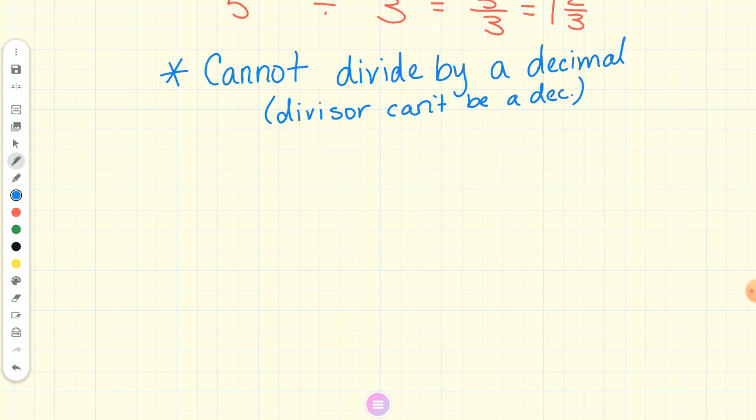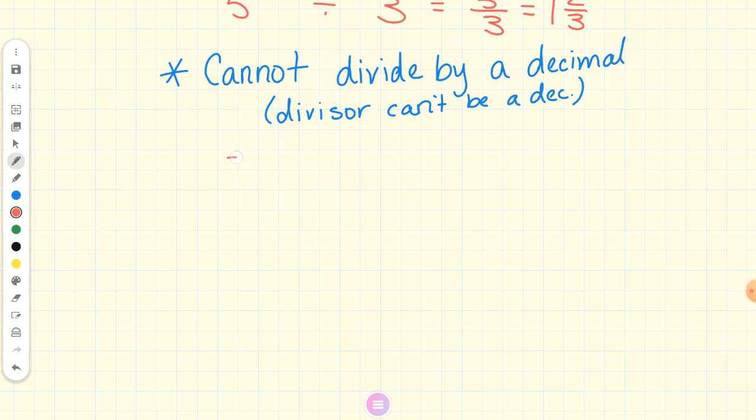Head up, hood down. So you cannot divide by a decimal. So the divisor can't be a decimal. Is anybody in here a magician? Or go to clown college? Make things disappear? No? Okay. So we cannot make decimal points disappear. You will see problems where the divisor is a decimal when it's given to you. So we have to adjust the problem. Okay?